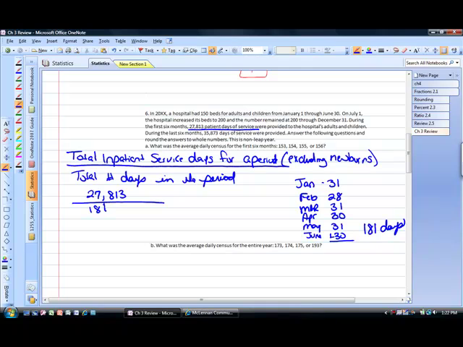And so we're going to divide 181 into 27,813, and we will get 153.7, and we will round that to 154.